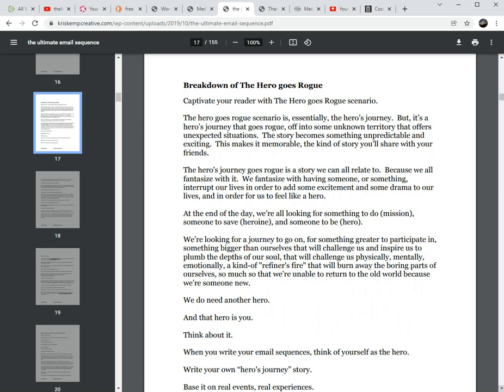I said this before, let's say it again. I think someone else actually wrote this, so anyway. At the end of the day, we're all looking for something to do, a mission, someone to save, a heroine, and someone to be, a hero. So we're looking for a journey to go on, one that will challenge us and inspire us.